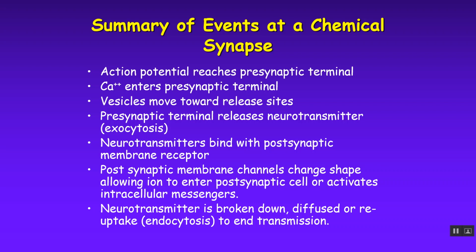And then the postsynaptic membrane. So neurotransmitter is released into the synaptic cleft and binds with the postsynaptic membrane receptor that is typically specific to that neurotransmitter. And then the postsynaptic membrane channels change shape, allowing ions to either enter the postsynaptic cell or activate intracellular messages through G protein mediated pathways. It can do fast acting or slow acting depending on the types of neurotransmitters and the types of receptors we're talking about. Okay?